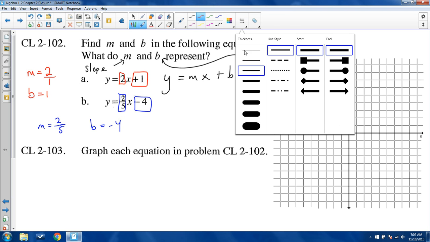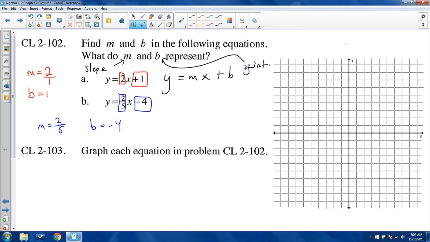So let's first do A. I'll do it in red because that's the color I was using there. First, I'm going to start at the point 0, 1. The reason is we need a reference point to begin at. This is the one that I know for sure it goes through. It goes through the y-axis at y equals 1 when x equals 0.